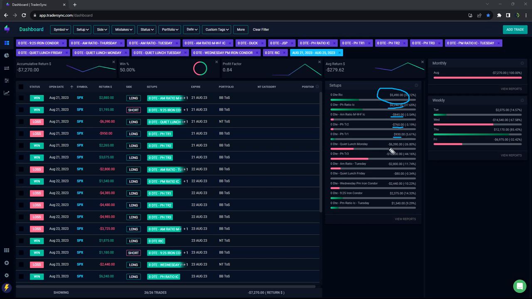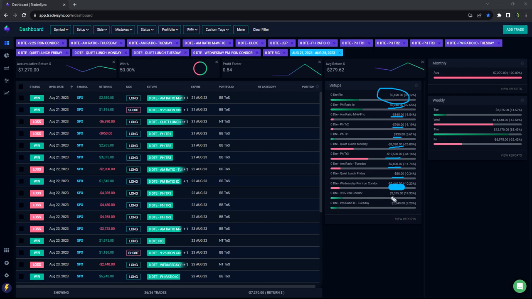Monday quiet lunch, couple losses there, minus 6,300. Tranche 3 for power hour, actually the worst of the bunch, down 10.5. AM ratio for Tuesdays, minus 2,800. Quiet lunch on Friday, basically a scratch. That actually should have been about a $1,200 winner. I actually made a mistake on that one. And then PM Iron Condor on Wednesday, loser.